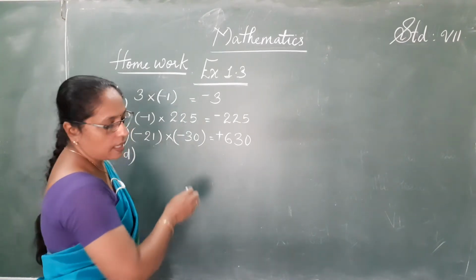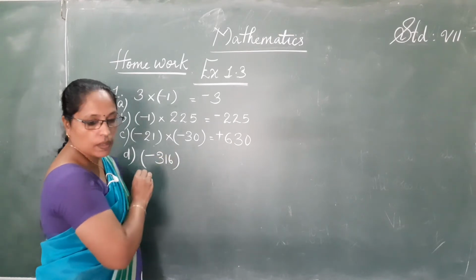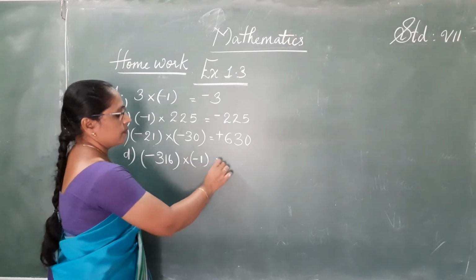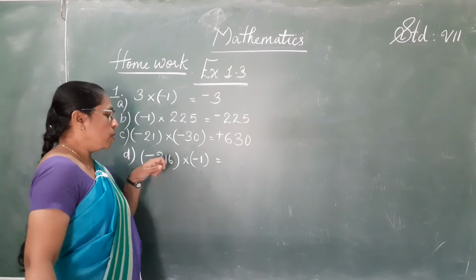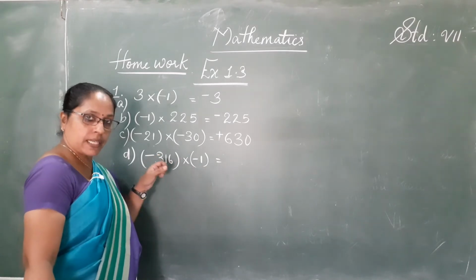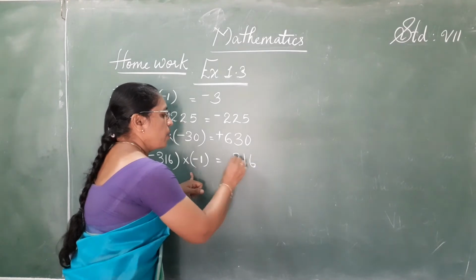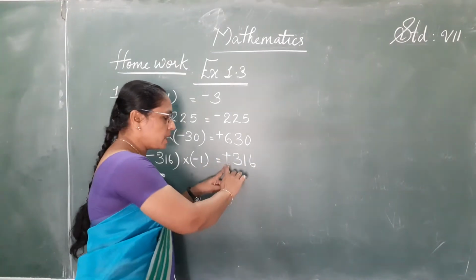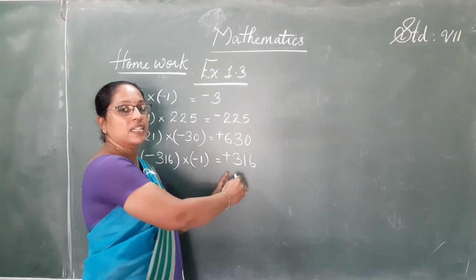Now comes question D. D part, -316 into -1. Here we have two integers, both negative, same sign. So multiply and put the positive sign. So positive 316. Even if you don't put the positive sign, it doesn't matter; without a sign it will be considered positive.